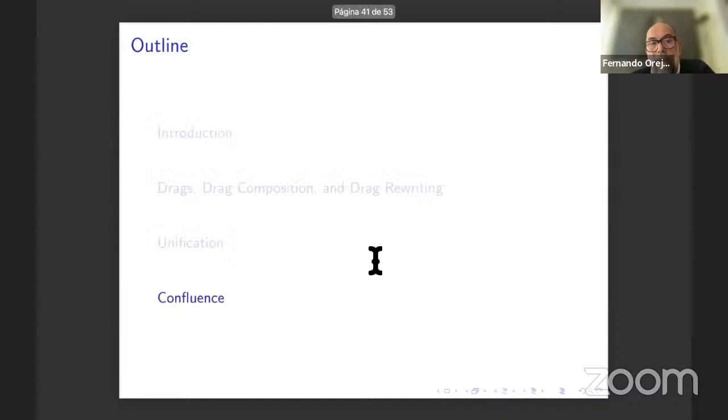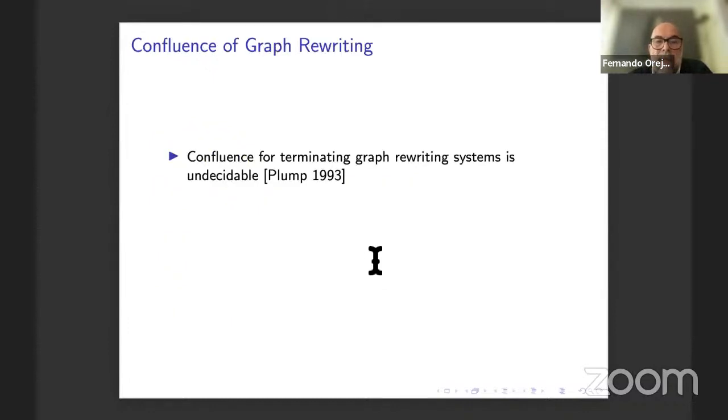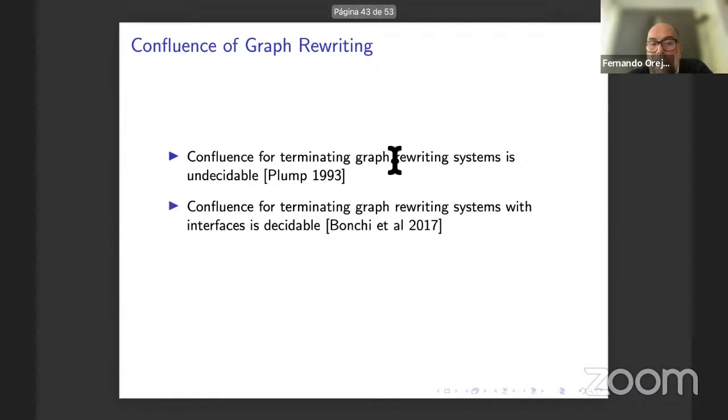So this is for unification, and the last part is confluence. We know for graph transformation from 1993 from Detlef that confluence on terminating graph rewriting systems is undecidable, but more recently, Bonke and other people, including Fabio, proved that for graph rewriting systems or graph transformation systems with interfaces, confluence is decidable.